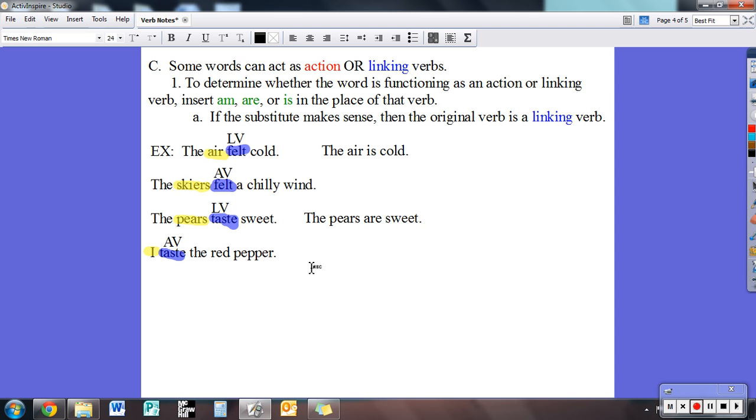So that's how you can tell the difference between an action or a linking verb. An action verb does just that. It expresses action. A linking verb connects the subject to either an adjective in the predicate or a noun that's renaming it in the predicate. So that's the difference between an action and a linking verb.